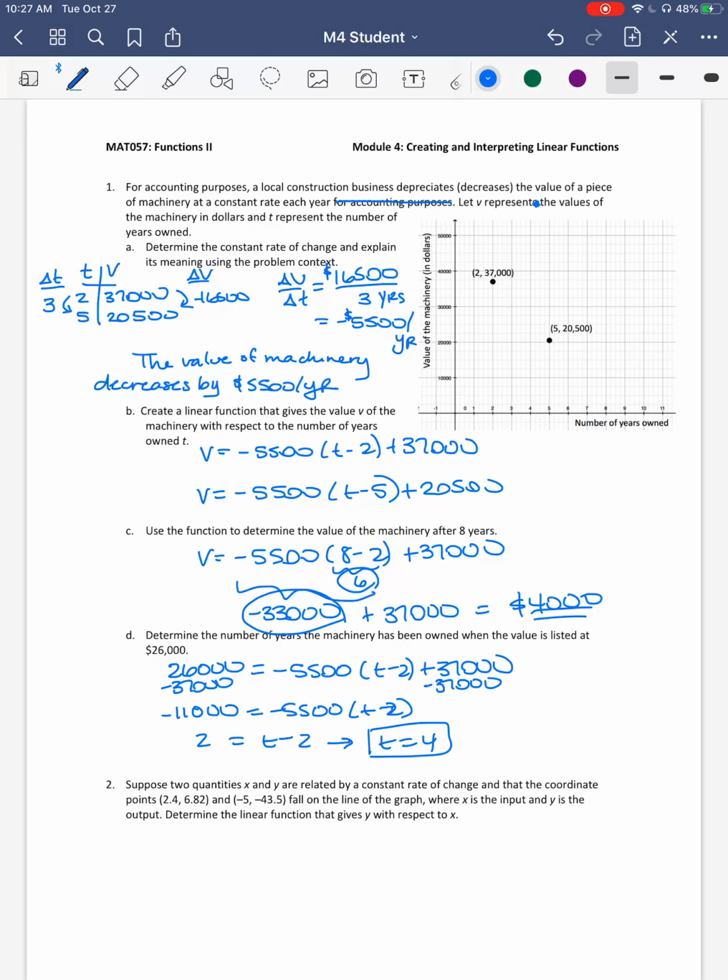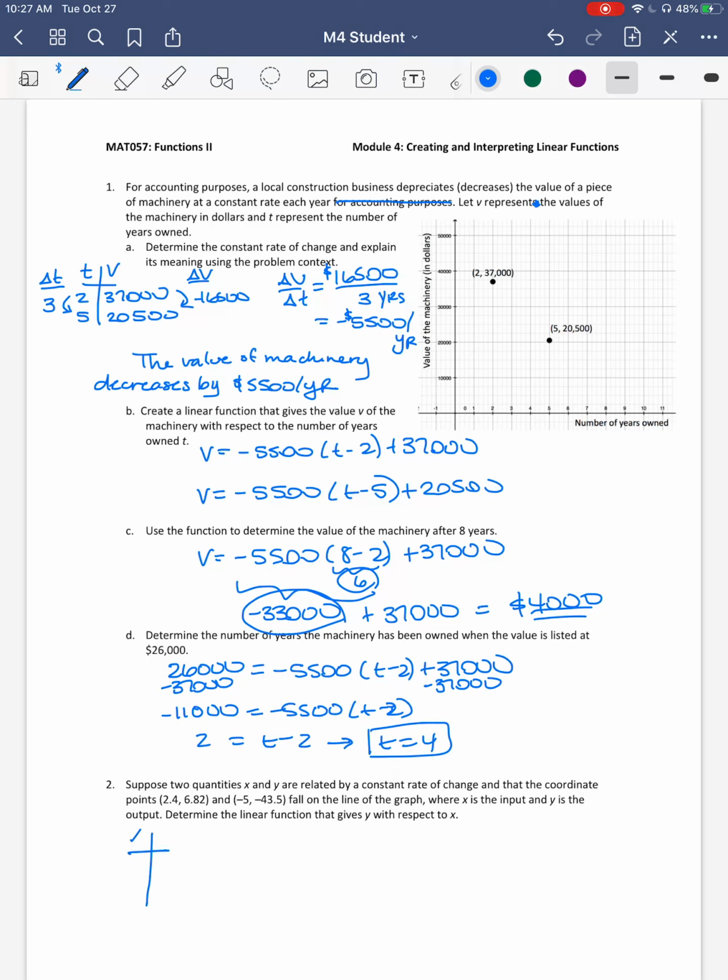All right, so that's question number 1. Question number 2 is actually very similar. We just don't have any context. We have 2 quantities, x and y, related by a constant rate of change. We have these 2 coordinate points that fall on the line of the graph. So x is my input, y is my output.